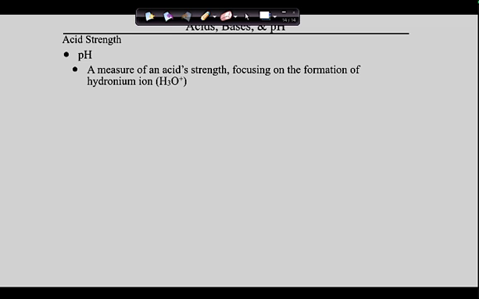So guys, pH is a measure of an acid's strength, but it's focusing on the formation of hydronium ion, which you just learned about. So guys, the idea is this. Again, the Bronsted Lowry definition of an acid and base. If you take an acid and add it to water, the acid will give away a hydrogen, and that makes hydronium. We just looked at a bunch of examples of that. And then the other thing that's left over is the conjugate base.